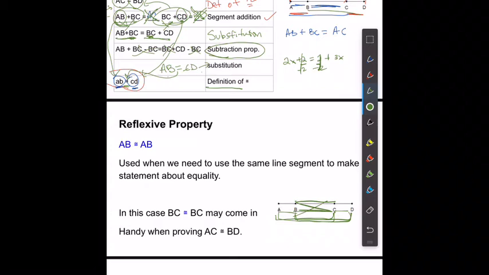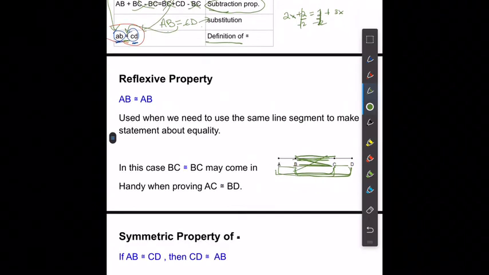Anyway, this is a reflexive property. It seems a little bit silly, but sometimes we just have to show that the same piece is equal to itself. And it's kind of weird, but that's just the thing that we need to make a logical argument.